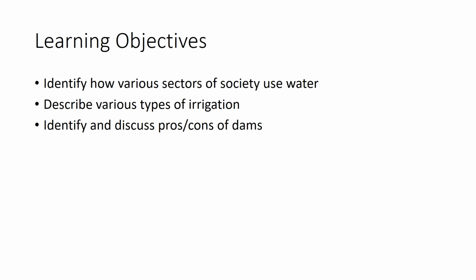What we're going to be focusing on here is we're just going to quickly identify how various sectors of society use water. So essentially what percent is used by agriculture versus industry versus household use, etc. We'll then go into various types of irrigation and their relative efficiencies, and then we'll discuss some of the pros and cons of dams, as I mentioned we would do back in the energy unit.